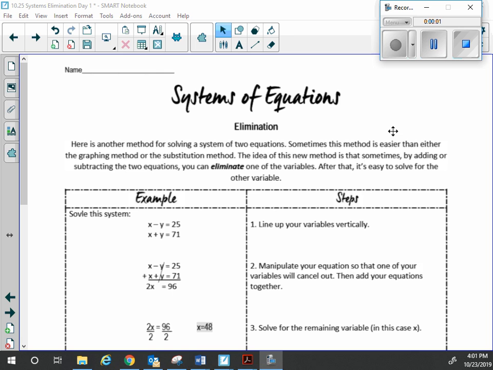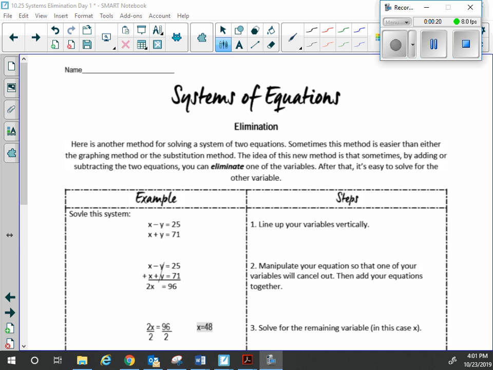Today you're going to be solving systems of equations using elimination. So we've already done graphing and substitution. So today we're going to use elimination, and it is exactly as it sounds. You're eliminating one of the variables.